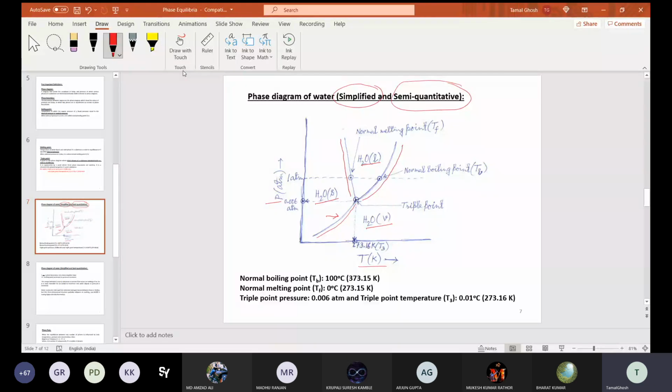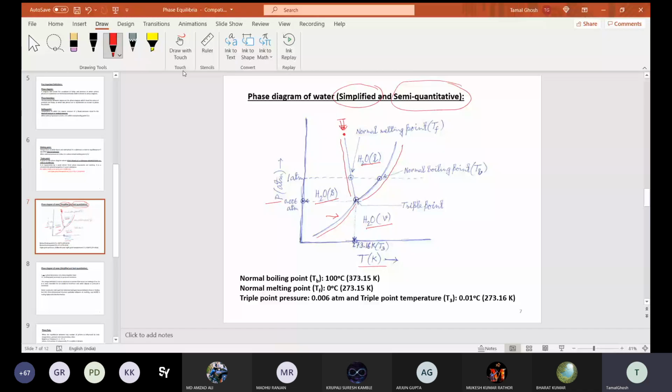Among these three, this solid-liquid phase boundary is very important. This particular phase boundary, which I have put a red dot on, between solid and liquid, will be very crucial. We will discuss why it is very crucial or very different.